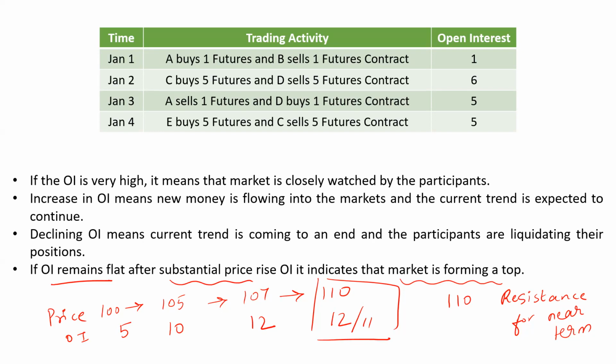So the 110 price point could be some kind of resistance for the near term, because the open interest is not increasing. People are not very confident about it. So this is how you will use open interest in order to determine the expected trend in the market in the coming future.